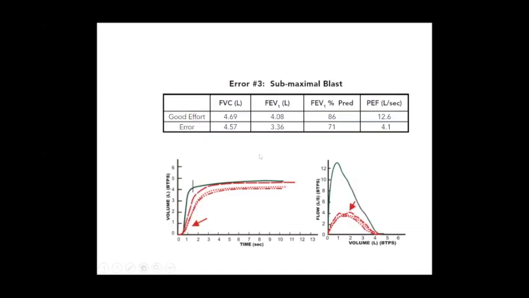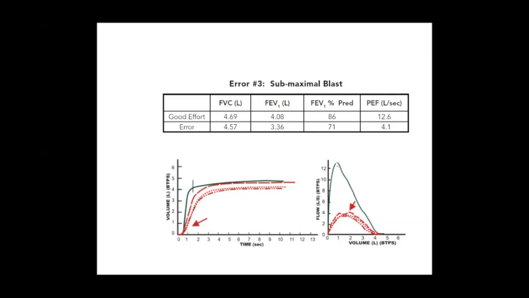Here, another unacceptable maneuver in which the patient blasted but submaximally, less than what he should have blasted. This can be clearly seen on the red dotted line. It's below the green line. For the flow volume loop, the submaximal blast is clearly apparent because it's far below what the patient is supposed to exhale.